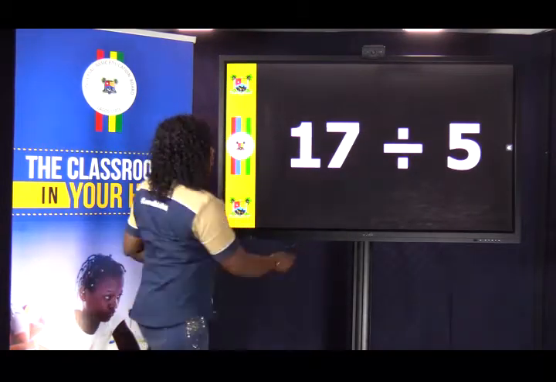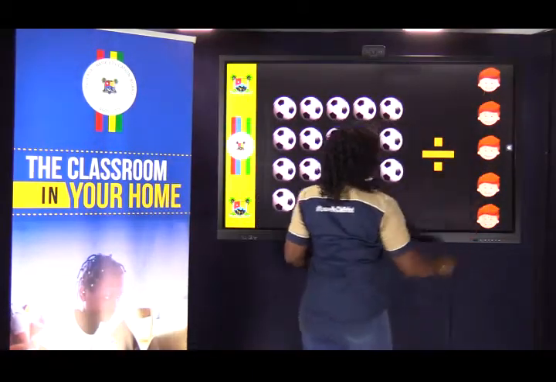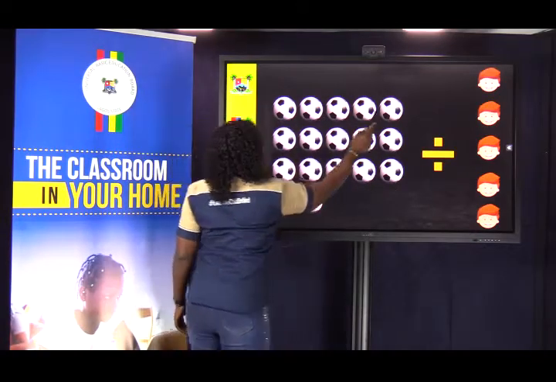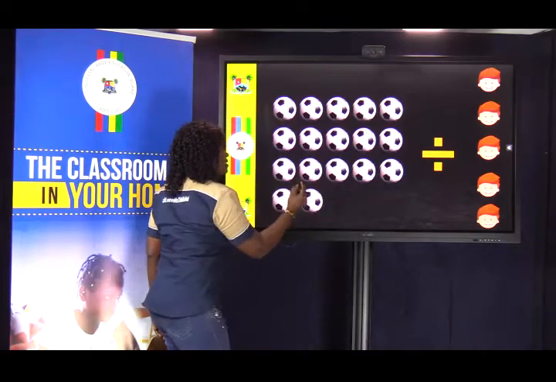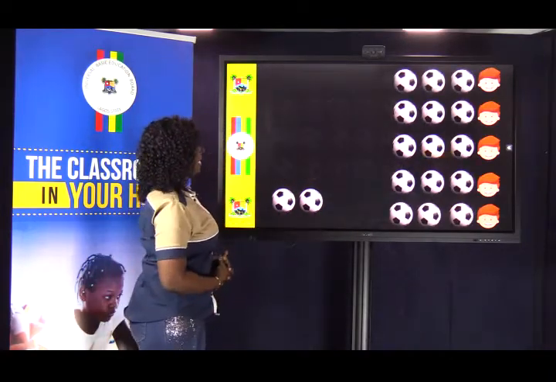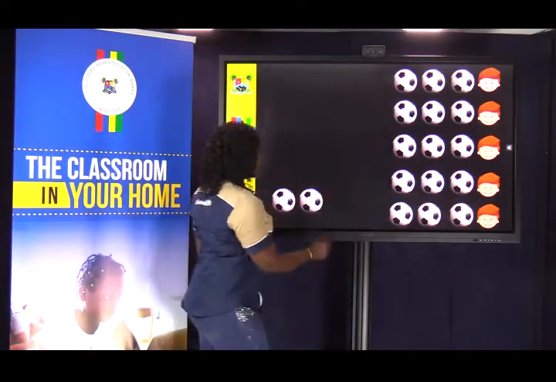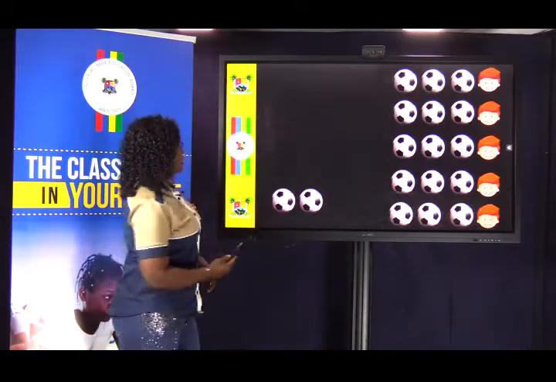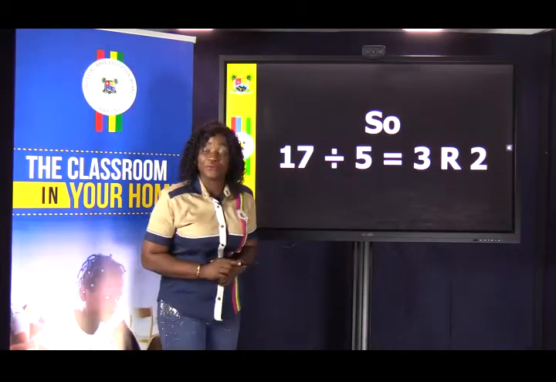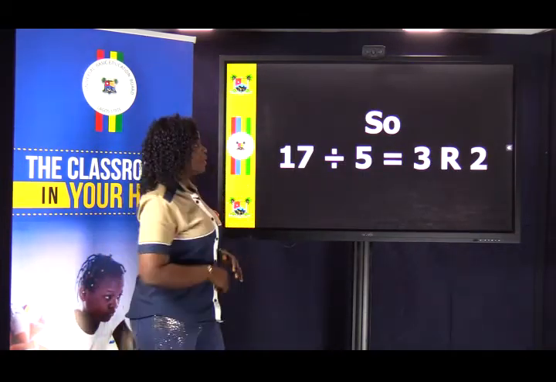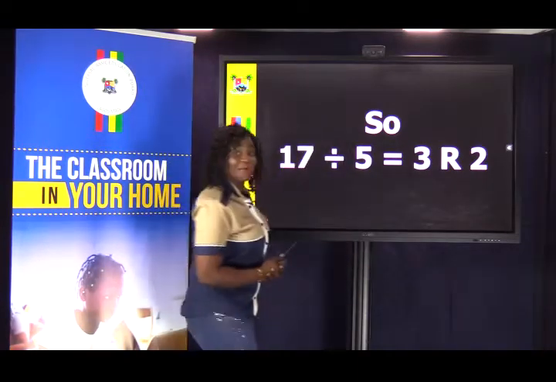17 divided by 5. So now we have 1, 2, 3, 4, 5 boys, and we have 1, 2, 3, 4, 5, 6, 7, 8, 9, 10, 11, 12, 13, 14, 15, 16, 17 balls. So let's share. When I shared, each boy got 3, and I have 2 balls left. So 17 divided by 5 is equal to 3. Each boy got 3 balls, and we have 2 left. 17 divided by 5 is equal to 3, remainder 2.